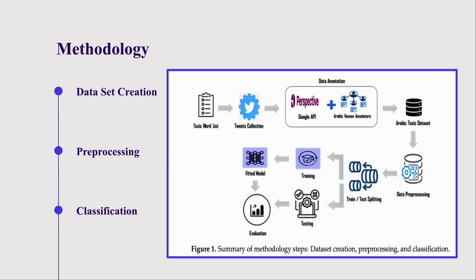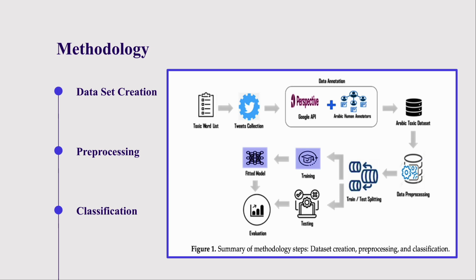Then comes the methodology, where we have three phases. One is dataset creation, the second one is pre-processing, and the third one is classification. In the dataset creation phase, they collect Arabic tweets containing words from a list of toxic keywords and filter them using Google's Perspective, and then they manually annotate the tweets as toxic or non-toxic with the 3 experts. In the second phase, pre-processing, they clean, normalize, and remove stop words from the tweets.